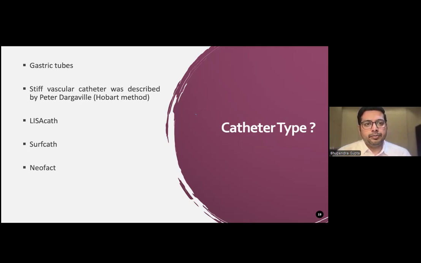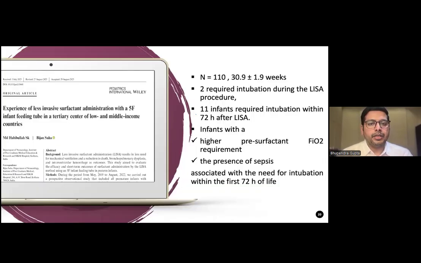So the main question, which catheter is the best? A gastric tube, or a stiff vascular catheter like angiocath, and some newly developed devices like LISAcath and Surfcath, and there is a new device just like Magill forceps that has been devised. So this is the question, which one is best?